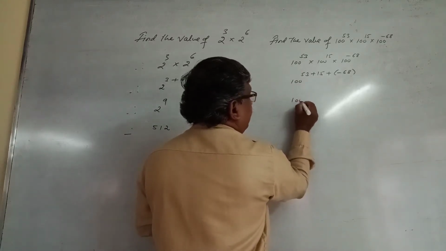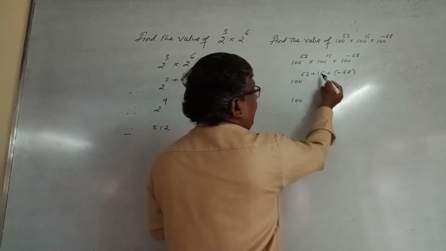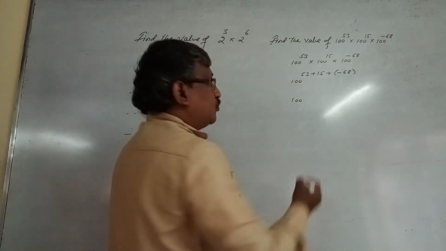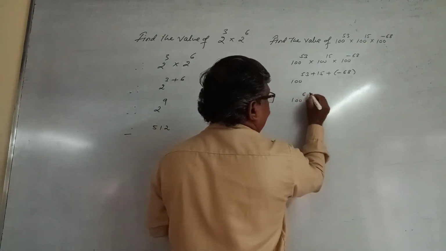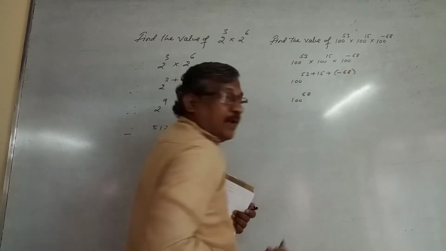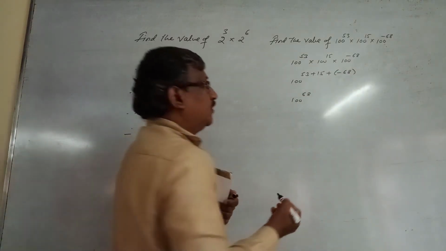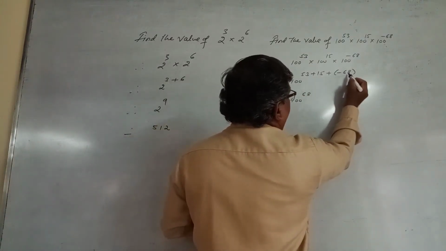So it is 100 raised to. Now 53 and 15 we can solve. So in 53 you add 15. So 53 plus 15 it comes to this 68. Now you open the bracket. Right? You open the bracket. So how to open the bracket?